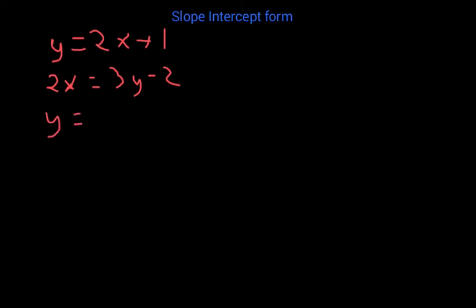This is slope-intercept form. If we say y equals 2x plus 1, that is in slope-intercept form. If we said 2x equals 3y minus 2, that's not slope-intercept form. If we said y equals 7x minus 8, that is slope-intercept form. Y equals x is slope-intercept form. Y plus 4 equals 2x is not slope-intercept form.